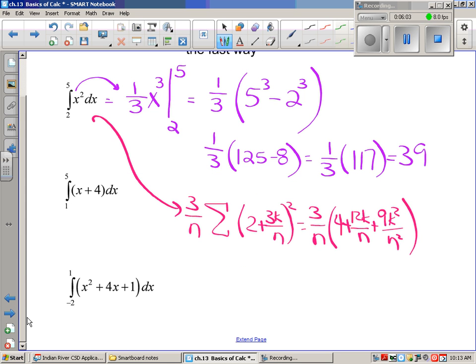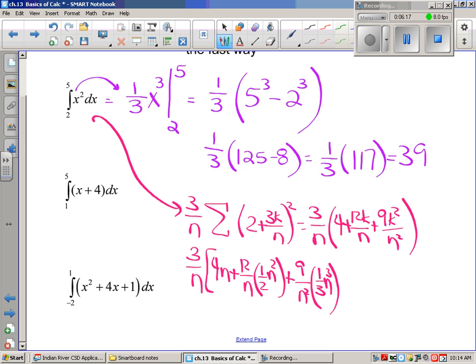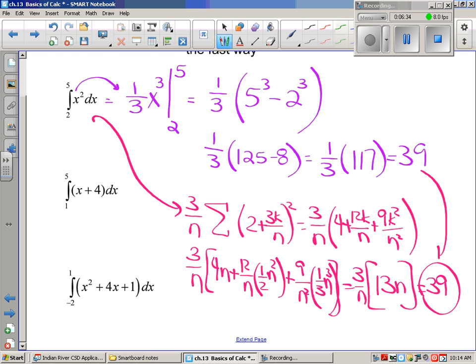Rolling down here a little bit, give myself some space, 3 over n. And now I'm going to have 4n plus 12 over n, and I'll even do as much as what we did last week, the 1/2 n squared. 9 over n squared, and I have 1/3 n cubed. Not doing the other terms because I want the exact area. So I have 3 over n on the outside. I have 4 plus 6, right? Because that's what 12 divided by 2 is. There's your 6. So 4 plus 6 is 10. Plus 3, that'd be 13n. And what do you know? You get 39. No coincidence there. Same exact answer.